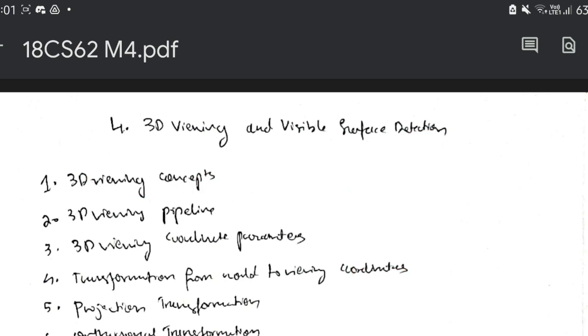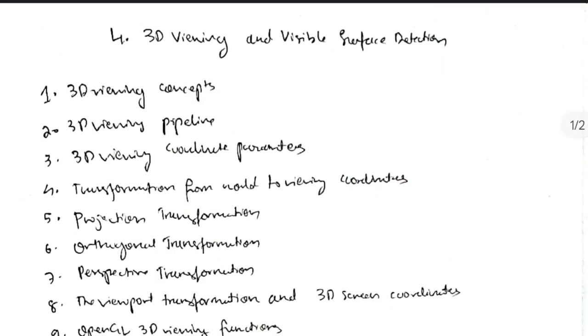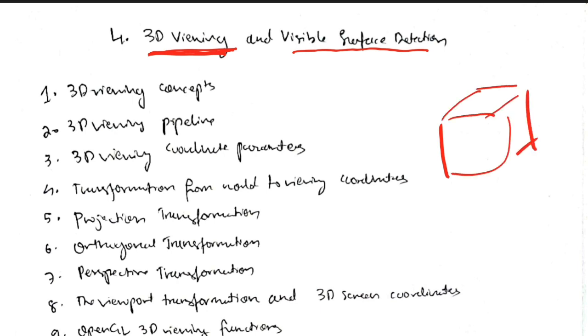So as you can see, this is the module 4, which has the concept 3D viewing and visible surface detection. What do you understand by the term 3D viewing? 3D viewing means there is a 3D object and you are seeing it. That's all what 3D viewing is.